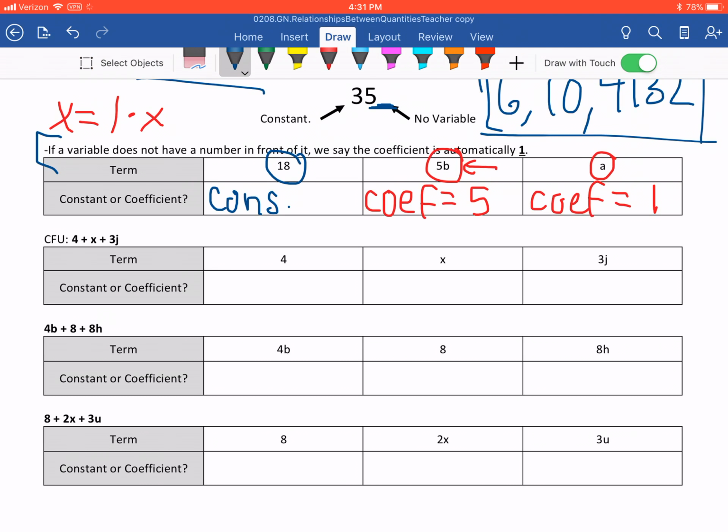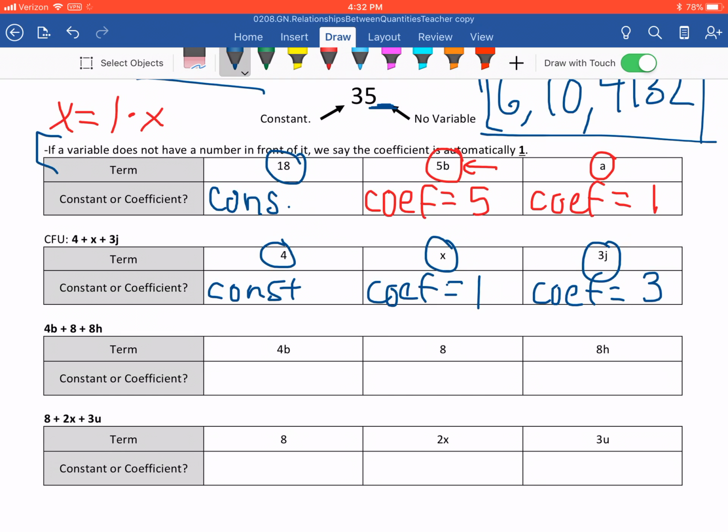All right, here we go. Next one, 4 plus x plus 3j. 4, there is no variable, so we call this a constant. For x, there is a variable, but there is no number, so we call this coefficient 1. And for 3j, there is in fact a variable there, so this is a coefficient, and the coefficient is the number 3, because it's what it's multiplied by.